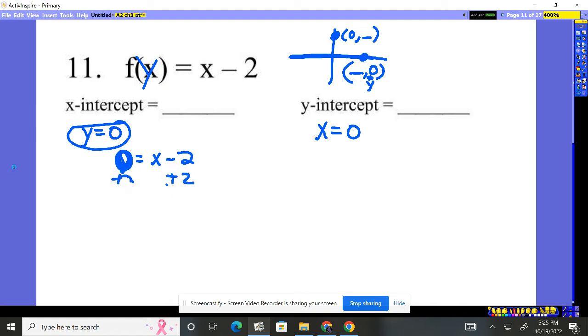Add 2, x is equal to 2. So I know it crosses at x being 2, and the y, as always, will be, in this case, 0.